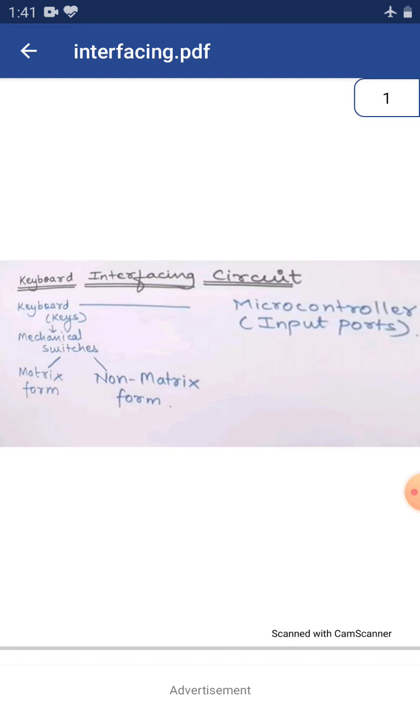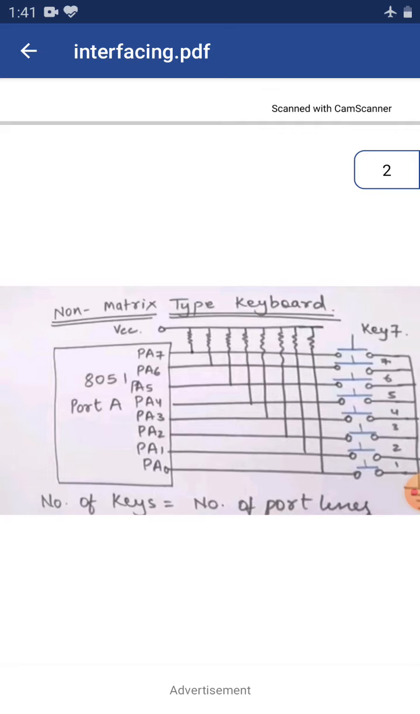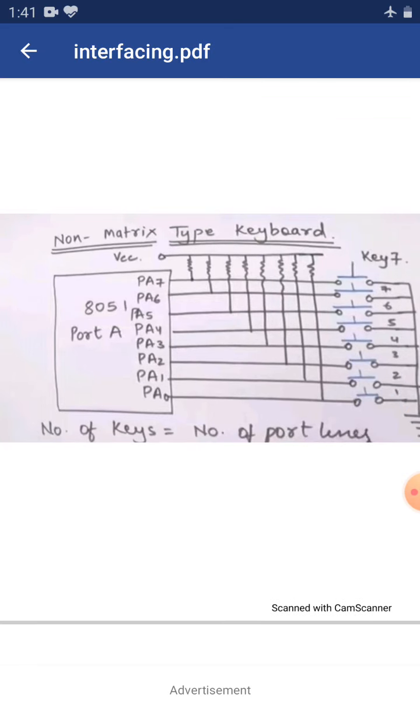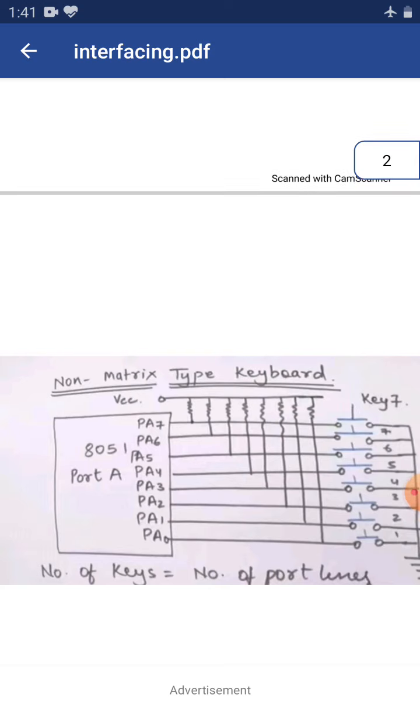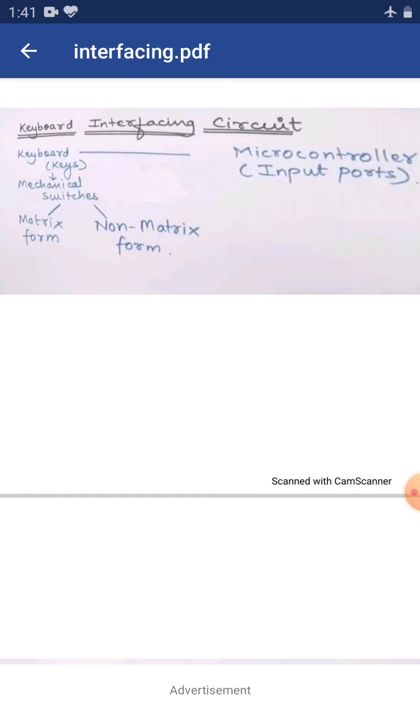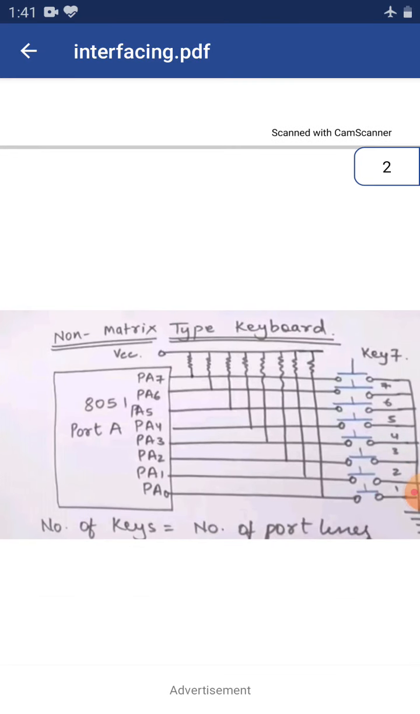As you can see in the figure, the keyboard keys are made of mechanical switches, as you see with your laptop, with your computer. It can be of matrix form and non-matrix form. As an input, this is connected with the microcontroller input port. As I have already told you, there are two types, matrix form and non-matrix form. First we are discussing the non-matrix form.